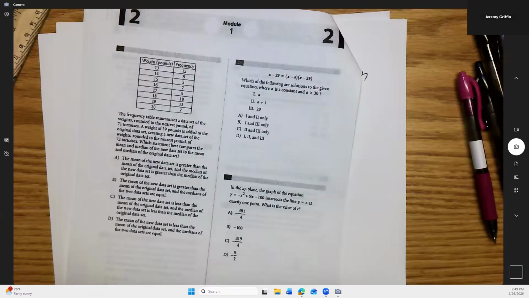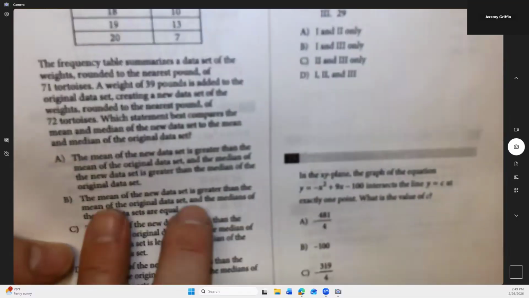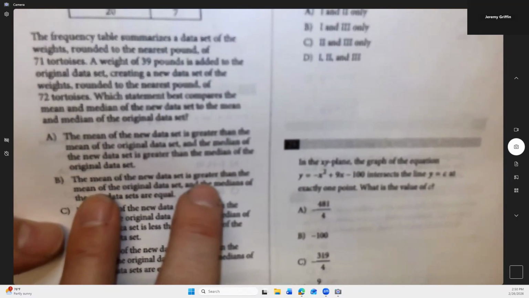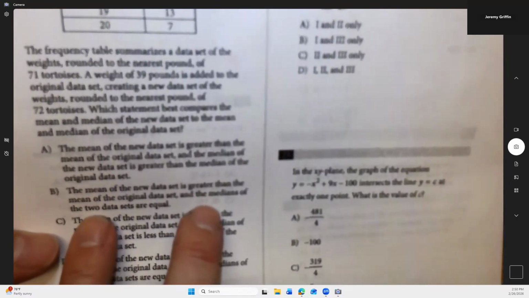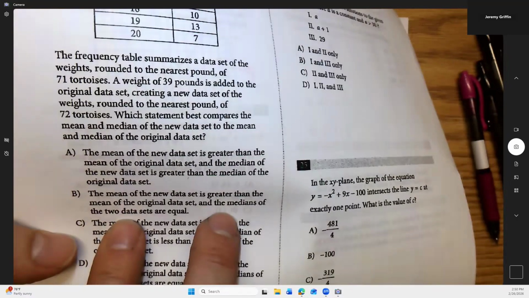All right. Let's see what the answer is here. 23. My key is saying B. Let's see if this corresponds to what I just said. B says the mean of the new data is greater than before. Yep. And the median is the same. Aha! It is B. Are you guys okay with 23 being B?